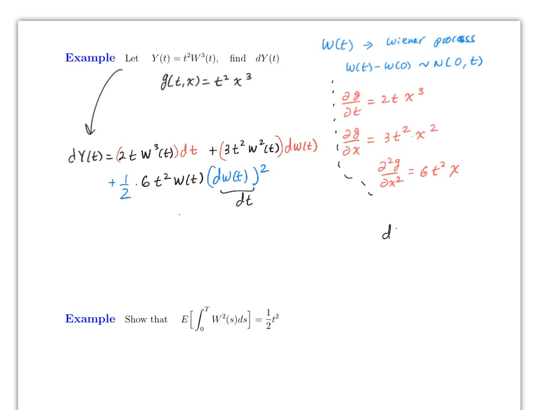In general, remember that dt times dW_t is equal to 0. dW_t times dt is also equal to 0. dt times dt is also equal to 0. Only dW_t times dW_t is equal to dt.